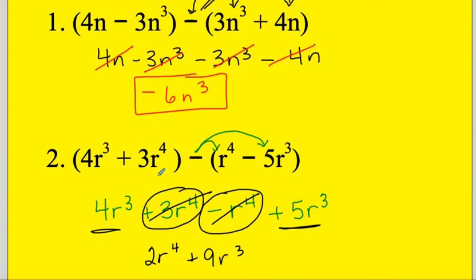All right, guys, so that is how you add and subtract polynomials. And I hope that was just a nice refresh so that you can get through some of this summer work.